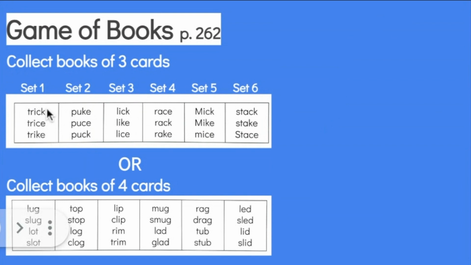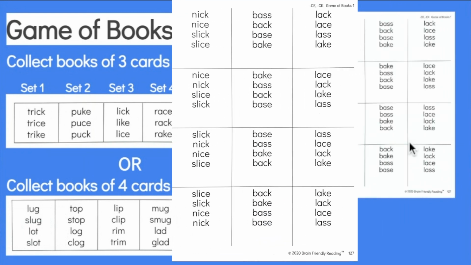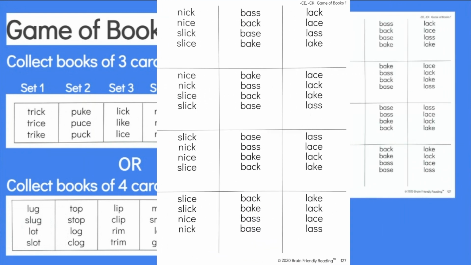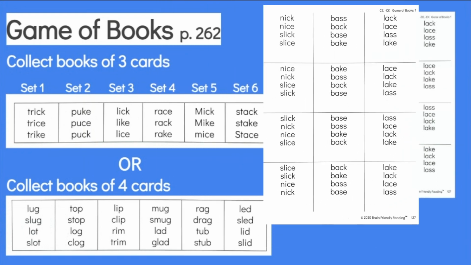There may be a different vowel sound, maybe a short vowel sound versus a long vowel sound. Or maybe in these words, lug, slug, lot, and slot, you have a difference between one consonant at the beginning versus a consonant blend at the beginning. There are some game of books game pages like this one that are in your training companion guide, but not every lesson has a game of books.